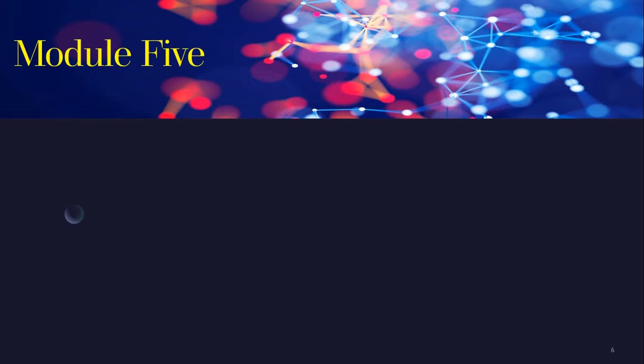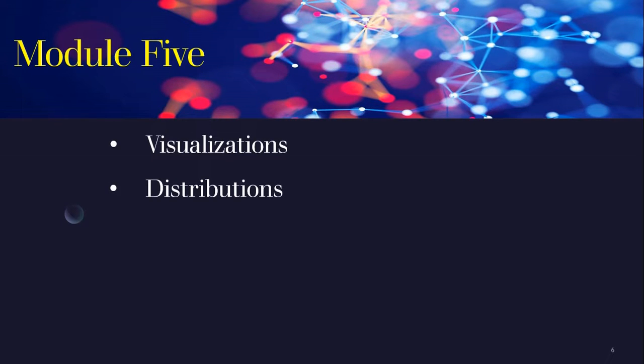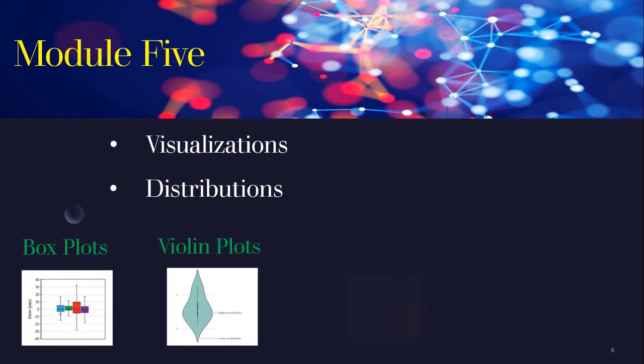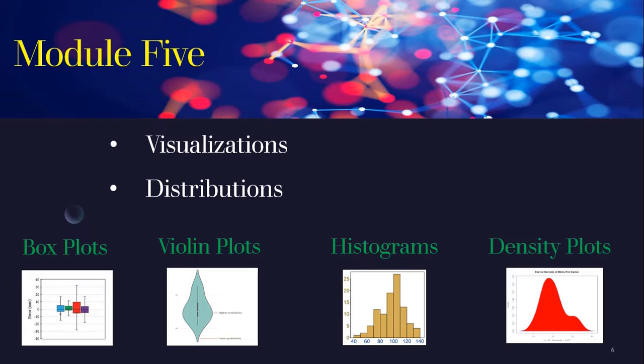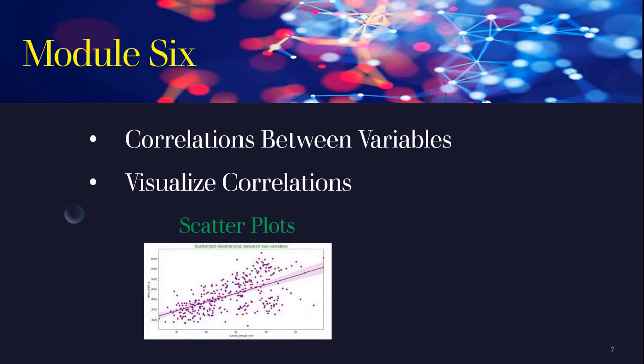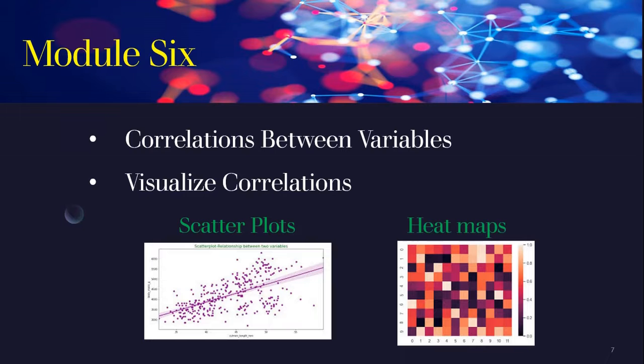In Module 5, you will study data visualizations and data distributions in Python, such as box plots, violin plots, histograms, and density plots, which are used to explore data distribution. In Module 6, you will learn how to calculate correlations between variables and visualize the correlation between two or more variables using scatter plots and heat maps.